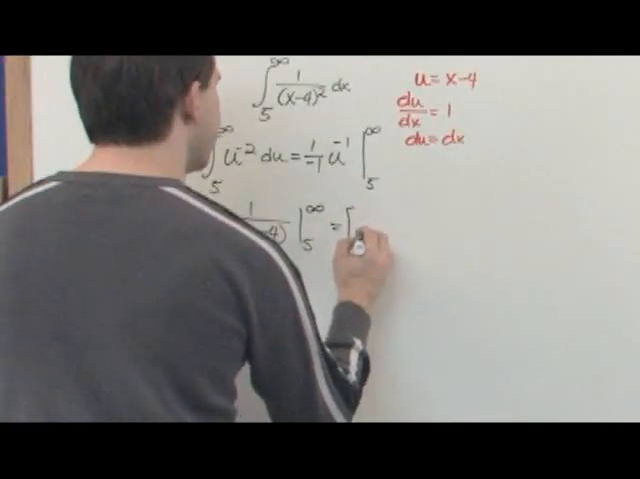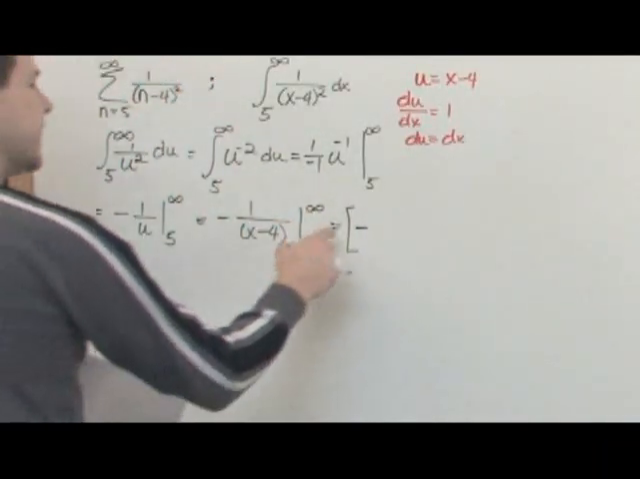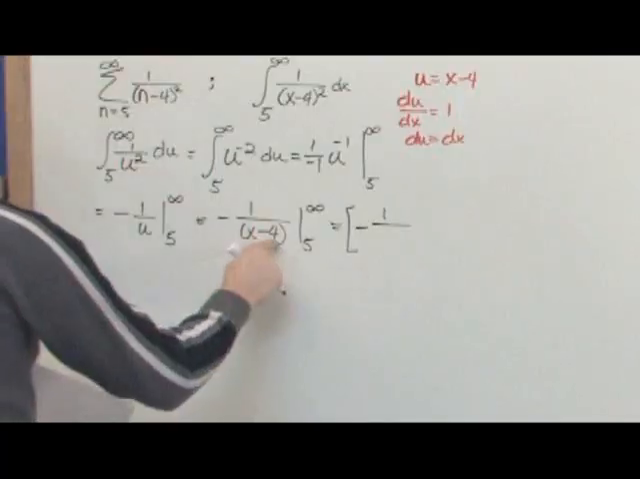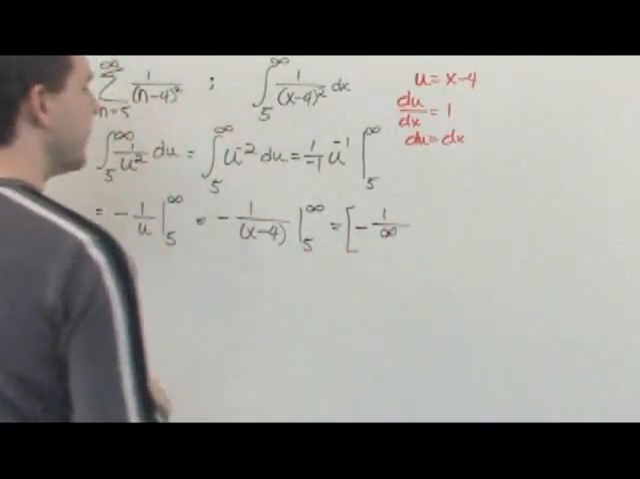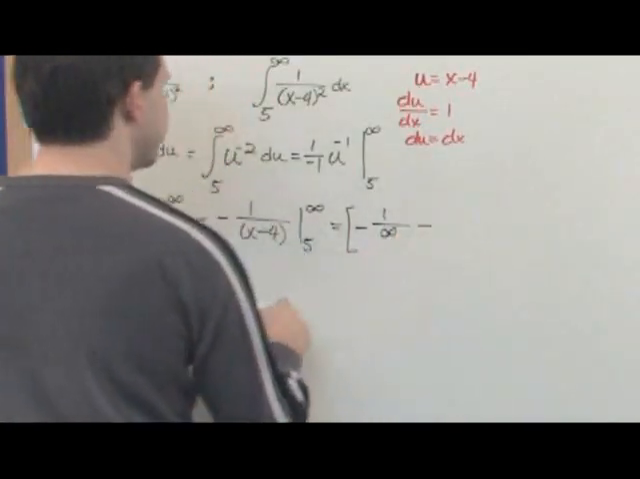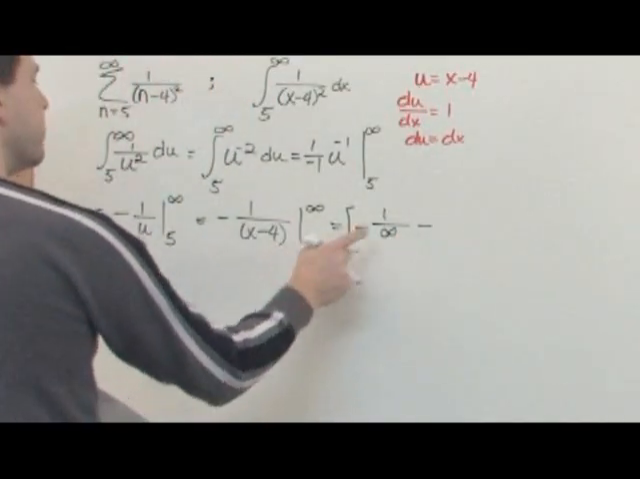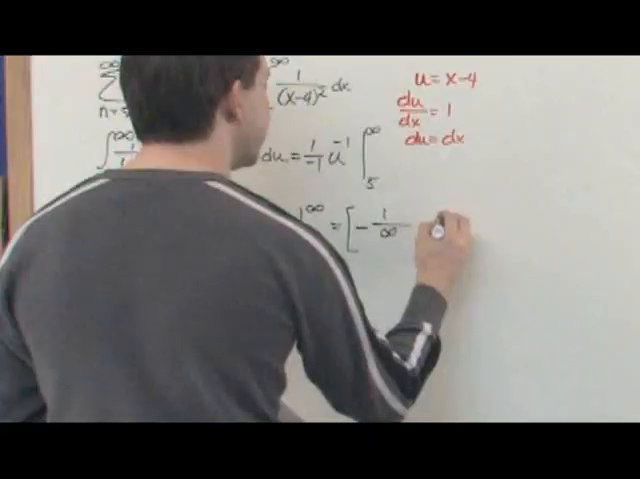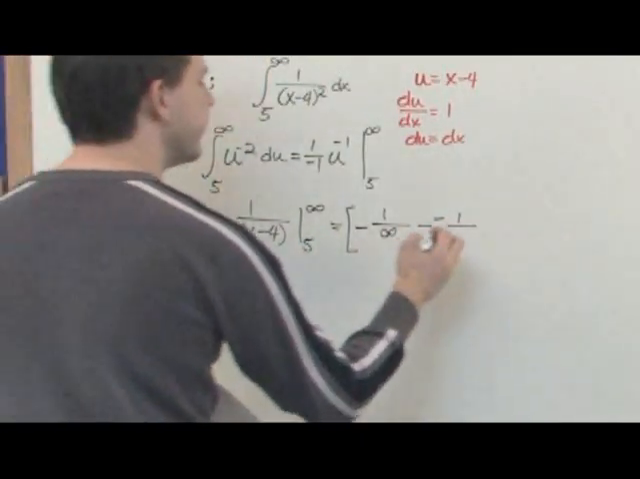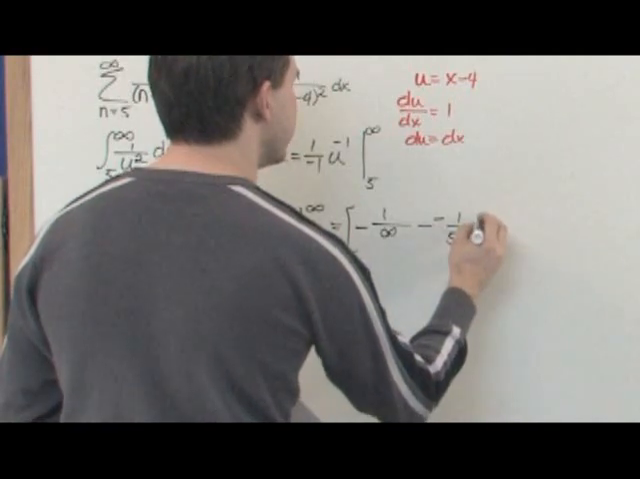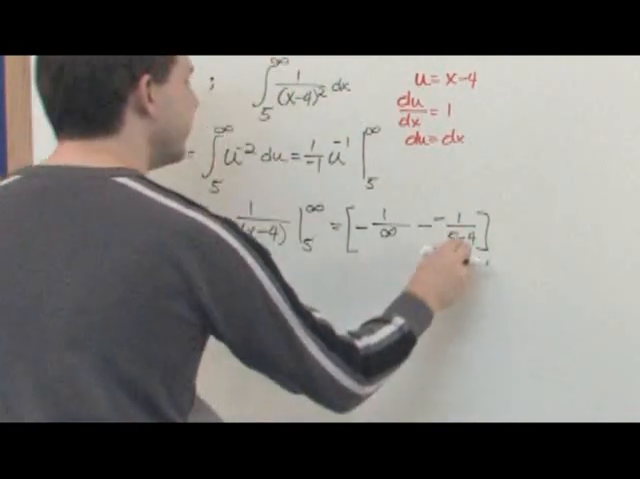I would say, well, I'm going to evaluate at infinity. I've got negative 1 over, what is infinity minus 4? Let me ask you that. What's infinity minus 4? It's still going to be infinity. So I'm going to put that down there. Minus, because I'm going to evaluate down here, and don't forget I have a negative, so it's minus a negative 1 over, plugging in 5 minus 4. So it's 5 minus 4 over here. Just make sure and keep track of your negatives.